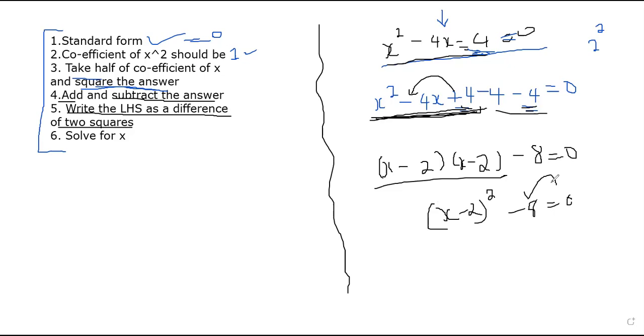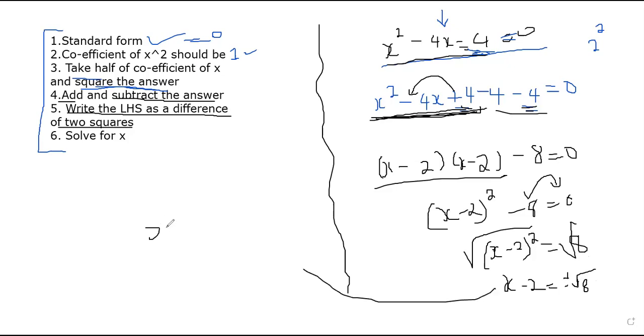Now we can take this to that side. So this would be (x - 2)^2 = 8. Then what do you do from here? Square root on both sides. So this would be x - 2 = ±√8, because we don't have the square root of 8, right? So this would mean x = 2 ± √8, right?